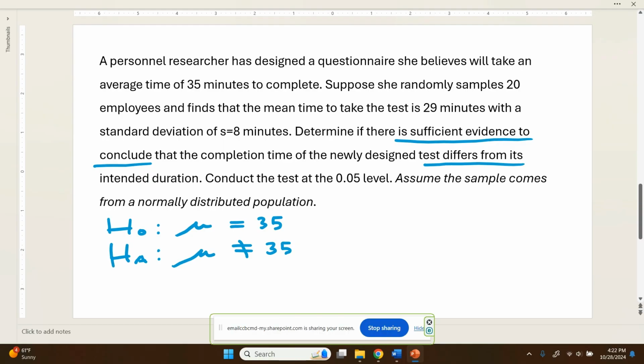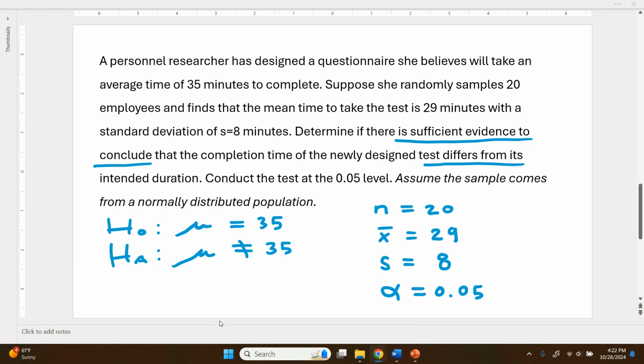It frames this out. Let's write down what we know. They used a sample of 20 employees, that's N, and the mean time to take the test was 29 minutes, and the standard deviation of this group is 8. And they want to use a significance level of 0.05. All right, I think we have enough to head over to Rguroo and test this out.